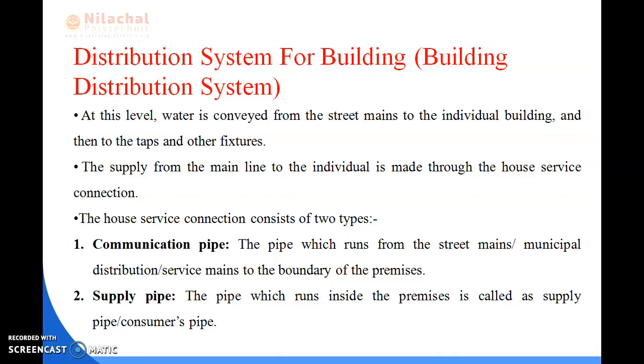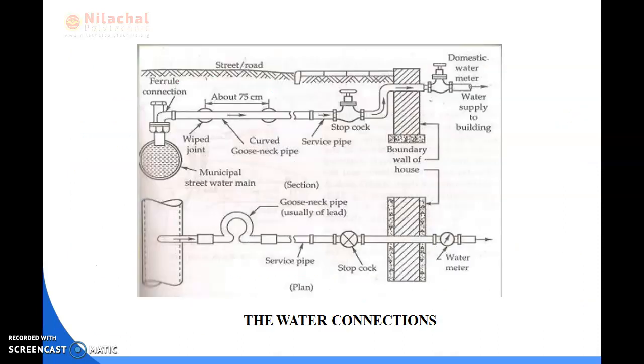So in the distribution system for a building, I have already discussed that there are two types. First is the communication pipe, next one is the supply pipe. The communication pipe is the pipe which runs from the street mains, municipal distribution or the service mains, to the boundary of the premises. Next, the supply pipe is the pipe which runs inside the premises, that is called the supply pipe or consumer's pipe.